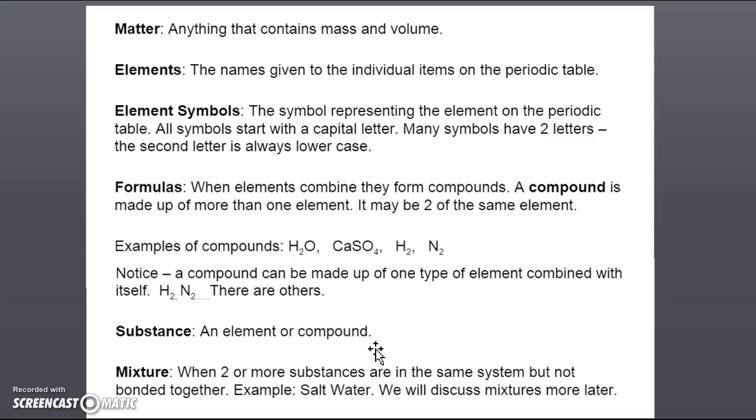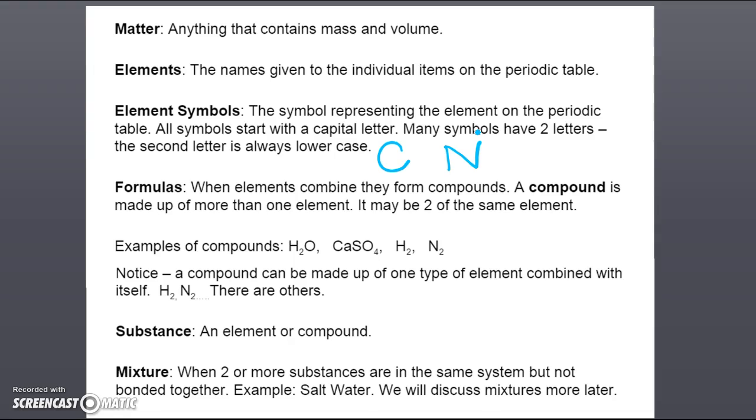The element symbols are the symbols that represent the element on the periodic table. All symbols start with a capital letter. Many symbols have two letters, but the second letter is always lowercase. For example, many of you are probably familiar with carbon or nitrogen. Notice that these symbols for the elements are capitalized.